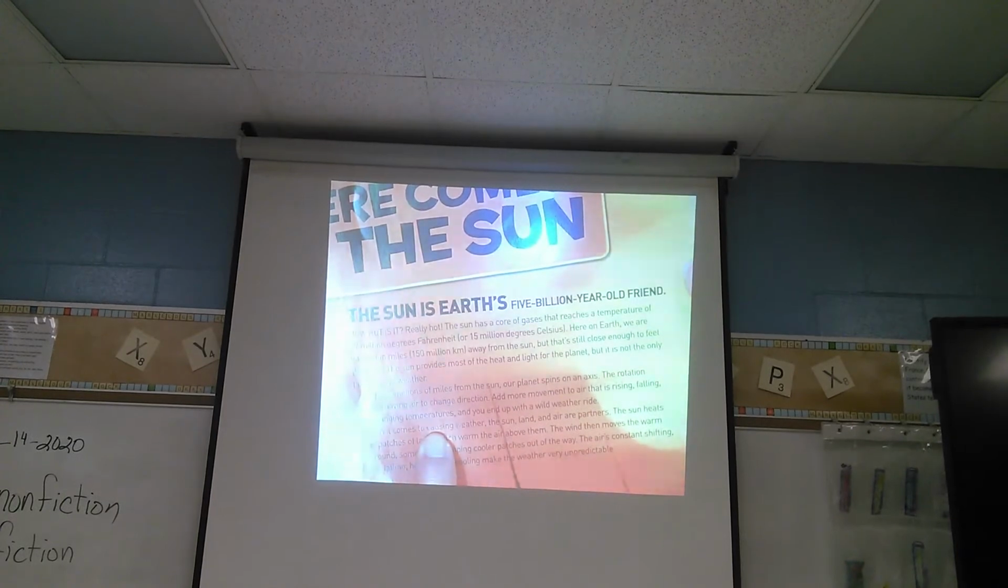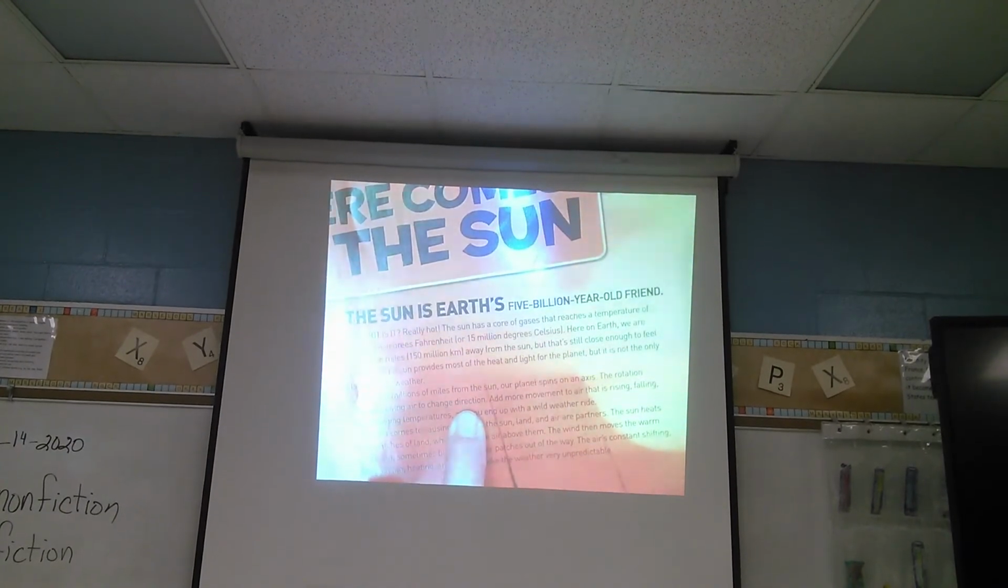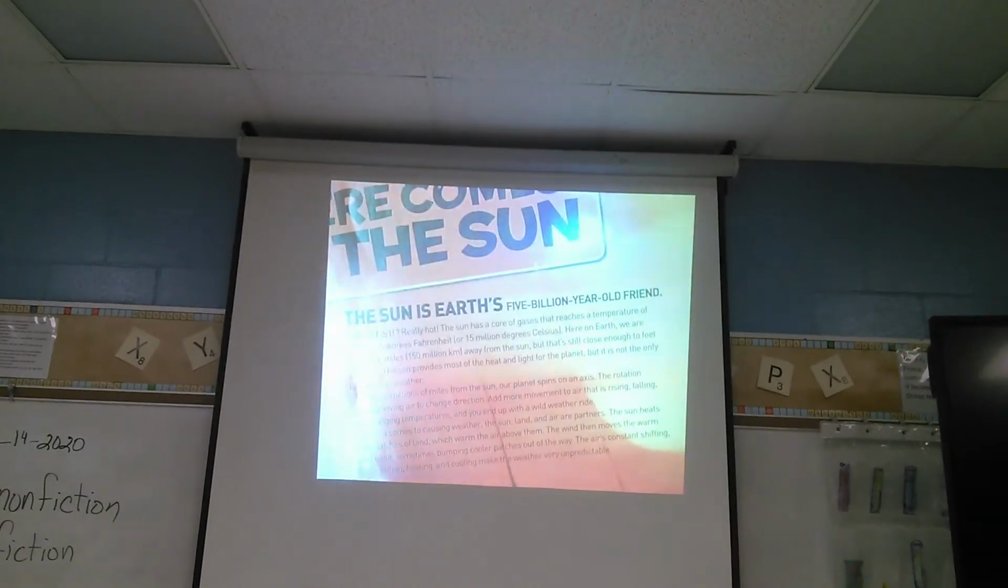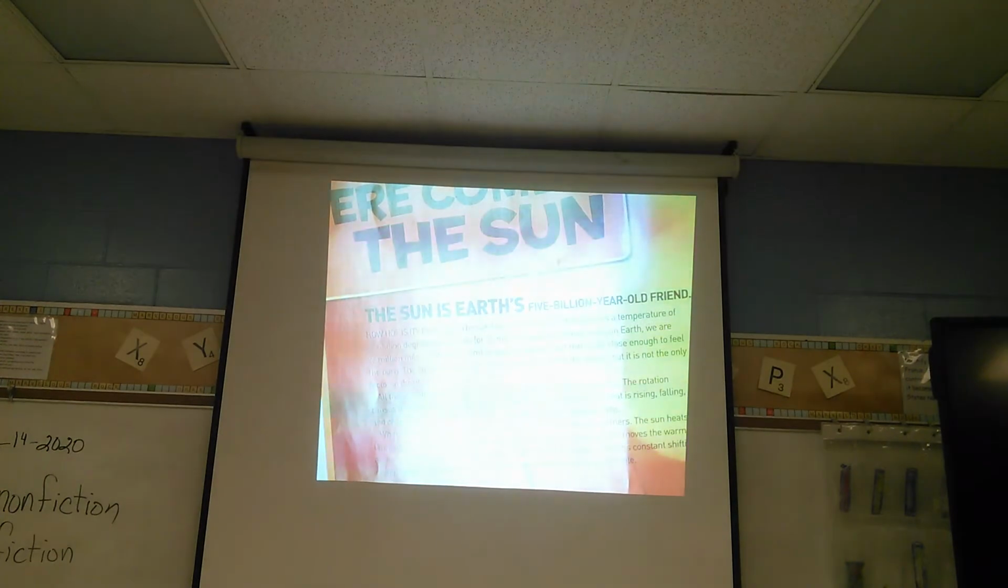when it comes to causing weather, can you see that? The rotation causes moving air to change direction. All right? So can you see how it's cause and effect? Does that help, Amelia? Okay. So now you know that the text structure is cause and effect.